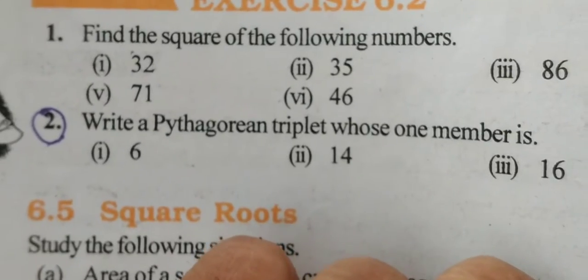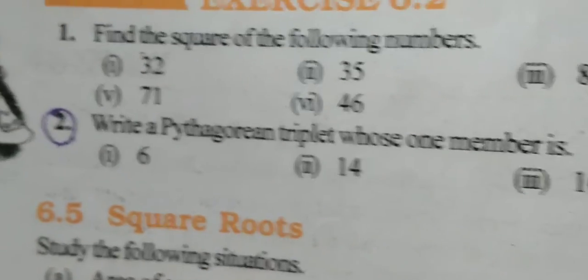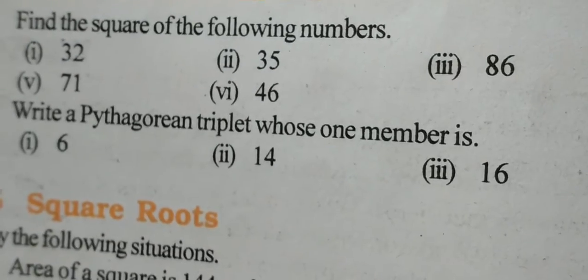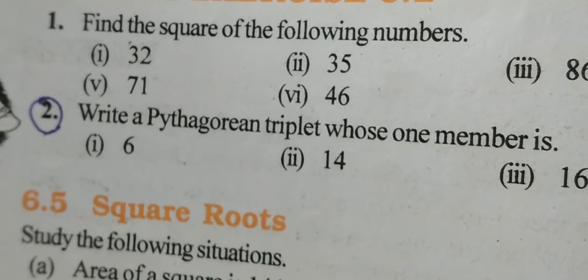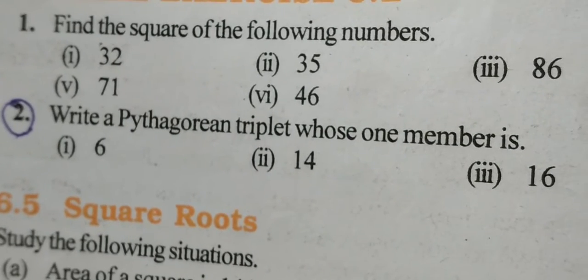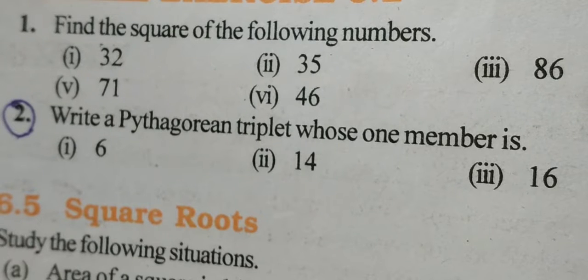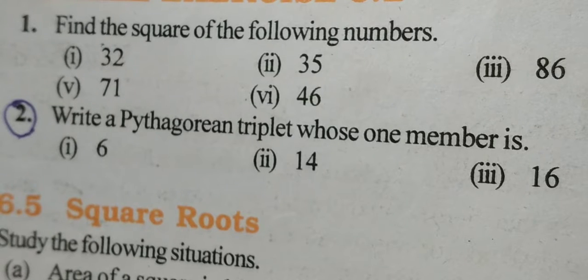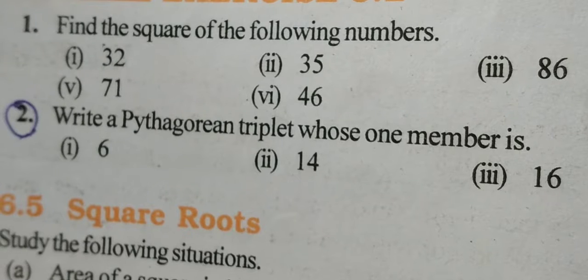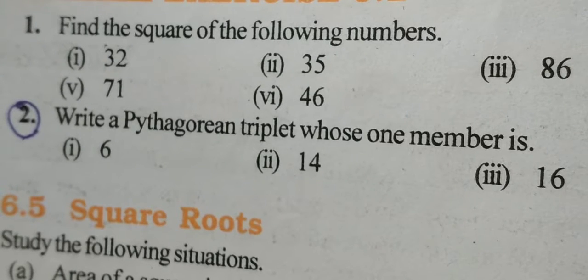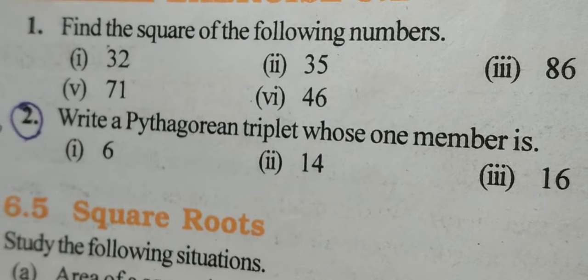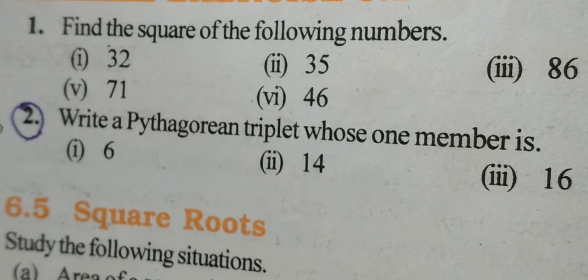So we have question number 2. Write a Pythagorean triplet whose one member is 6 or 14 or 16. हम directly लेंगे 2m वाला form to find out the rest of the two numbers in the triplet. Okay, चलते हैं towards the solution.